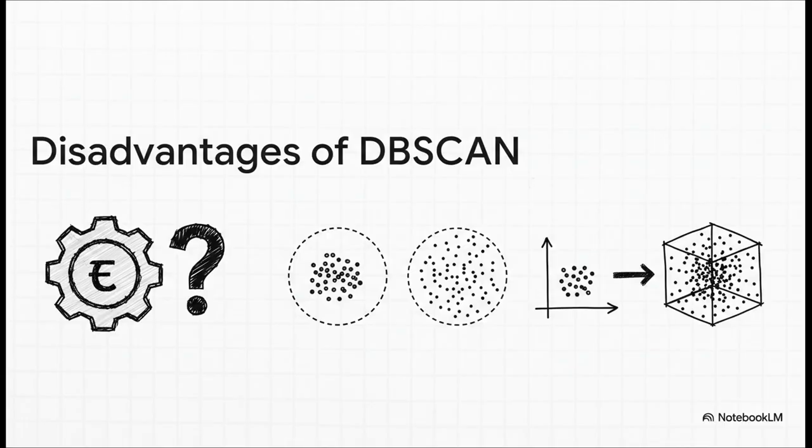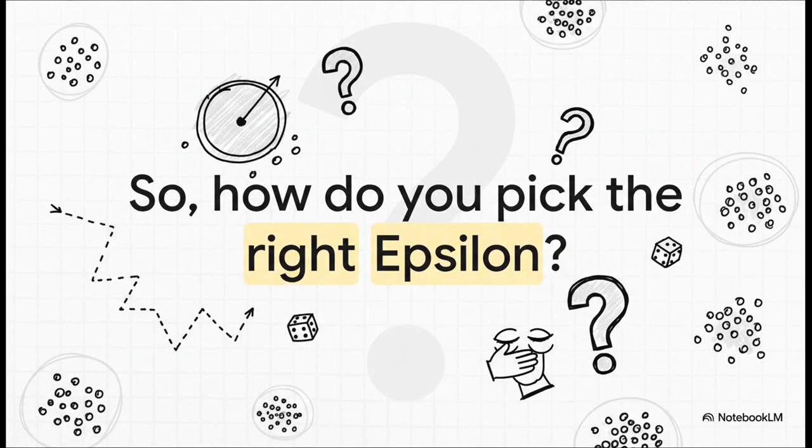But, of course, it's not a silver bullet. It has its weaknesses. The biggest one is that your results can be super sensitive to the epsilon value you choose. It also starts to struggle if you have clusters that have very different densities from each other, and, like a lot of algorithms, it can get a bit slow and confused when you have data with a ton of dimensions.